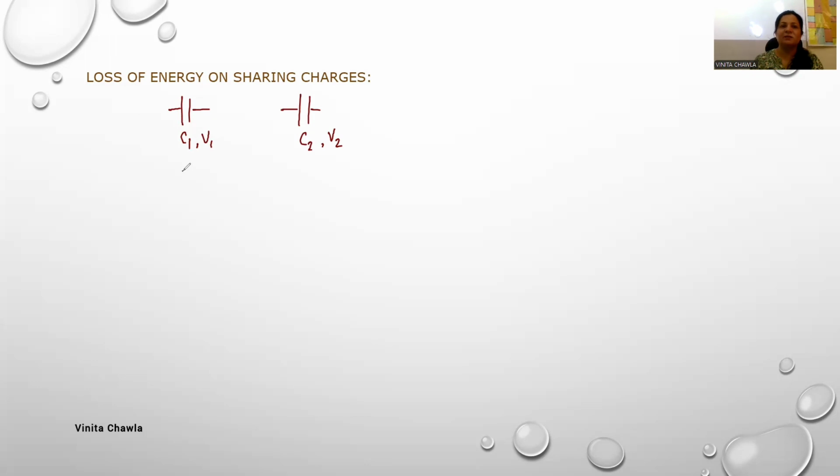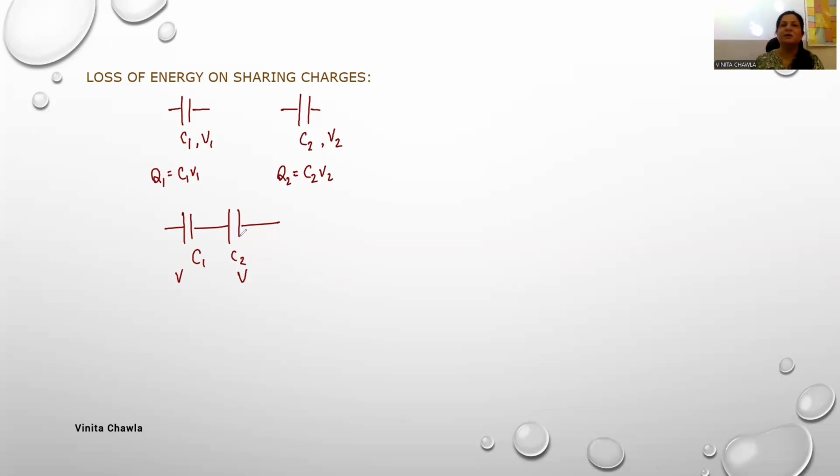So charge on this capacitor is C1 V1 and charge on this capacitor is C2 V2. Let Q1 be the charge on this capacitor and Q2 be the charge on the second capacitor. This is before sharing. Once these two capacitors are connected through a conducting wire, charge will flow from the capacitor at higher potential to the capacitor at lower potential till the potential on both the capacitors becomes equal. So we can consider the common potential as V.